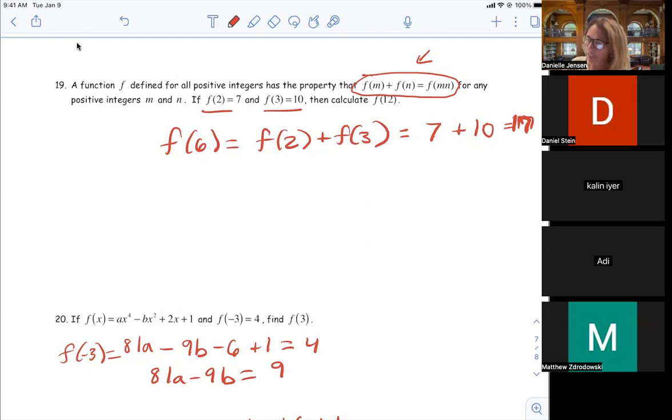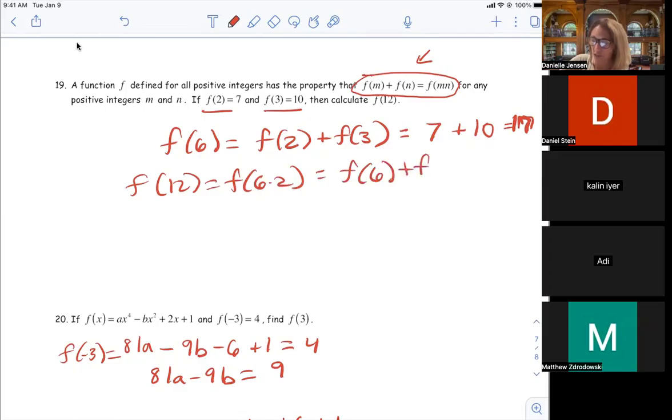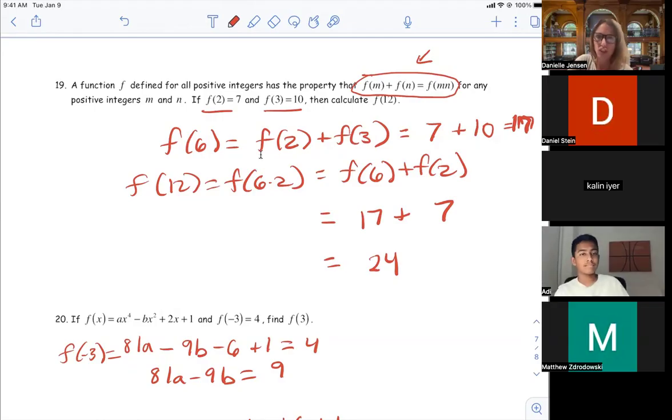And then you said, okay, your next thing was, well, f of 12 then is f of 6 times 2. So I could write this as f of 6 plus f of 2. Yeah. Okay. And that would be 7. You put another 7. 17 plus 7, right. 24. Does that make sense, Addie? Yeah. It's just another cute problem solving, kind of not much to do with what we've been doing, but just using functions.